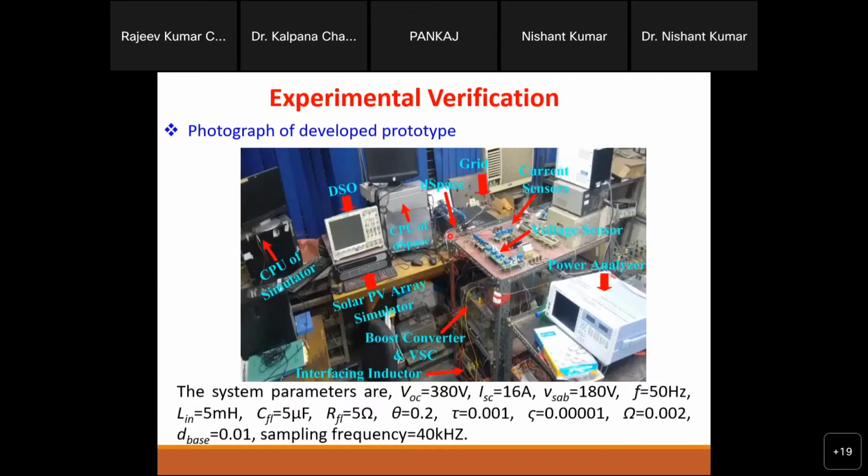You can say this is dSPACE, right? For all those controllers. This is the solar simulator for PV characteristic generation. This is our DC-DC controller and DC-AC controller, both converters are here. These are the current sensors, and then the grid connected mode.